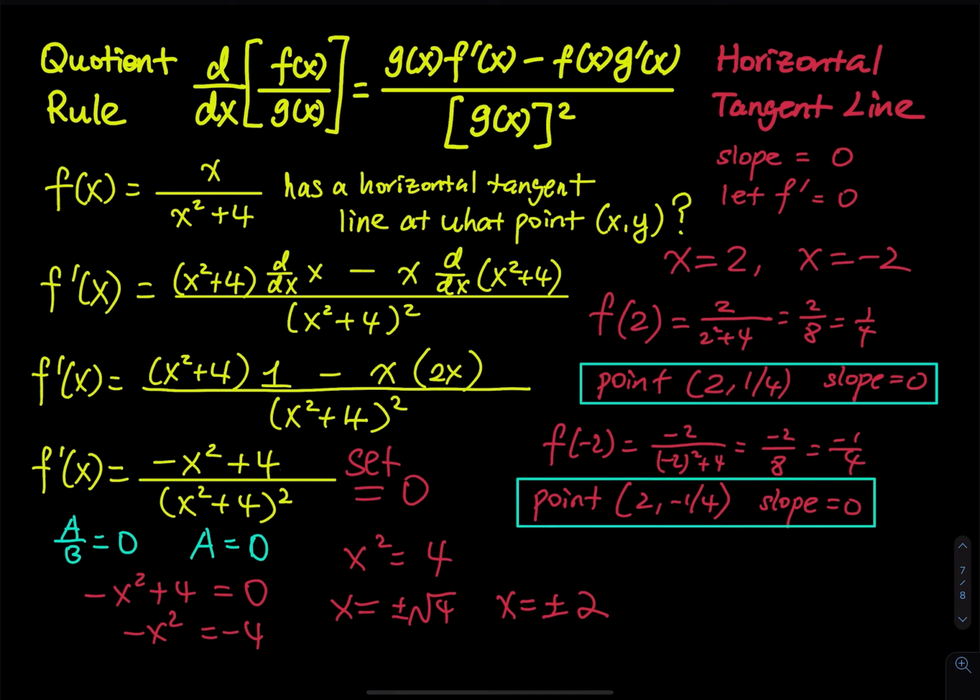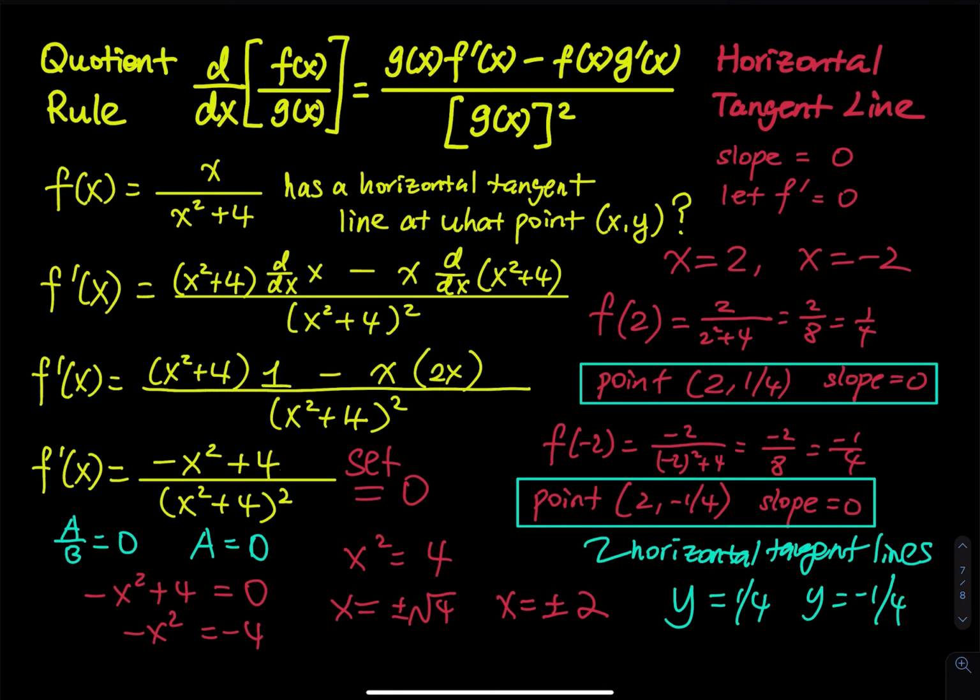Now let's do one more thing. What is the equation of the tangent line? So that is y equals some value, right? So there are two horizontal tangent lines, one at y equals positive 1 over 4, one at y equals -1 over 4. So for a horizontal line, the slope is equal to 0.